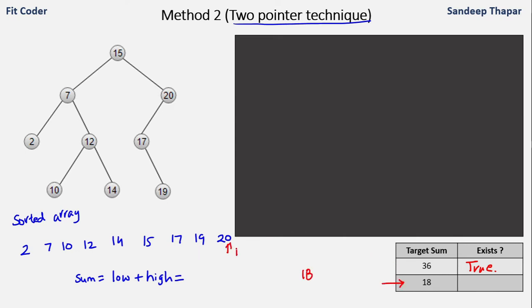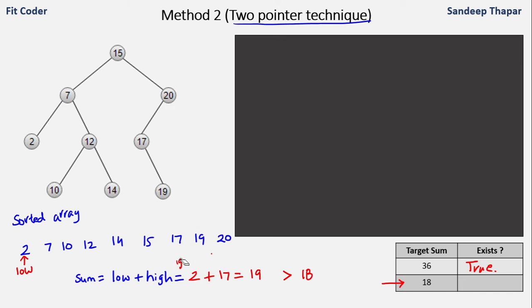High is pointing to the last index, which is 20, and low is pointing to the first index, which is 2. We compute 2 plus 20, so it is 22, which is greater than 18. So now to reach 18, we have to decrement the high pointer. So we decrement high, it comes to 19. So 19 plus 2 is 21, which is still greater than 18. So we again decrement the high pointer. We reach 17. So low plus high is 19, which is again greater than 18.